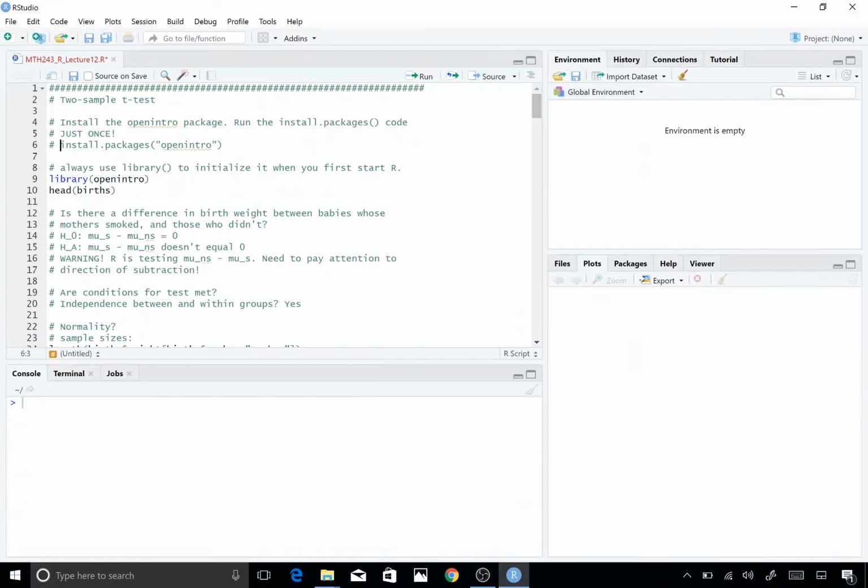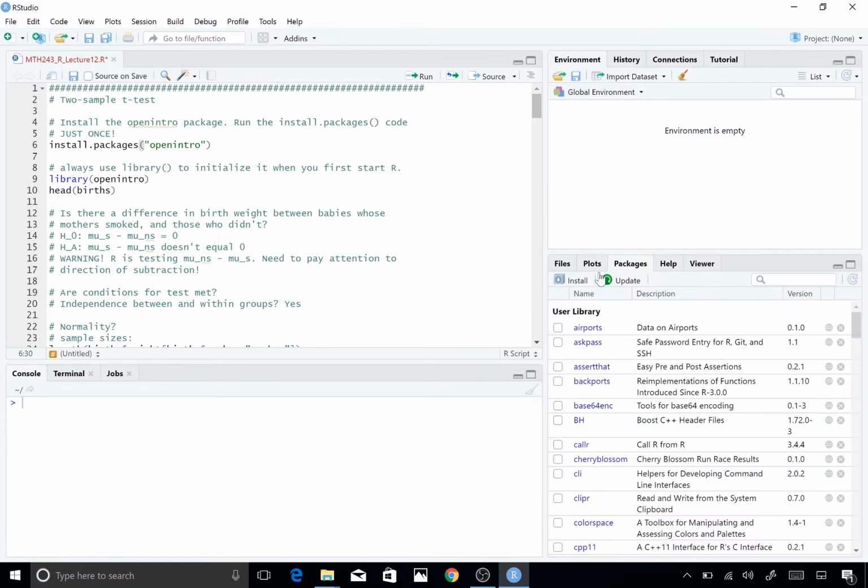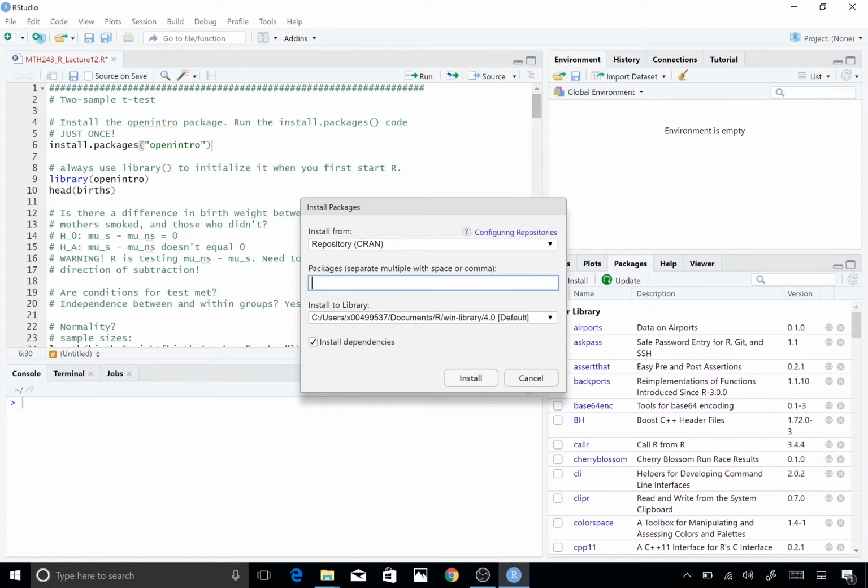Now, I'll show you how to perform two sample t-tests in R. I'm going to use the births dataset. The book we're using has its own R package. To use a package, you have to install it. You can run this line of code here, just get rid of the note character, or you can go under Packages, Install, and then look for it.